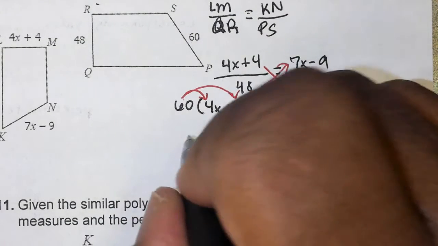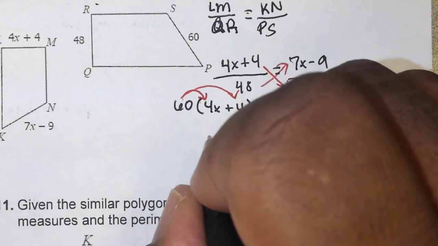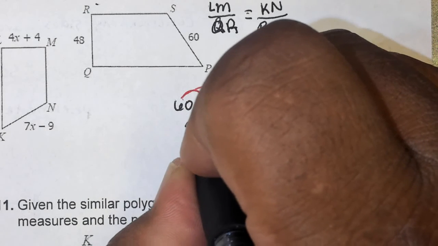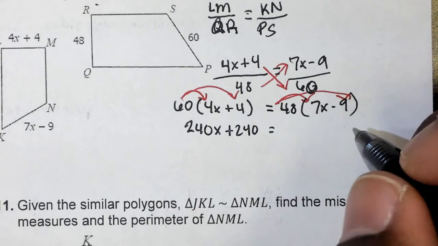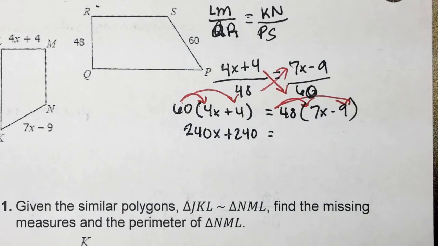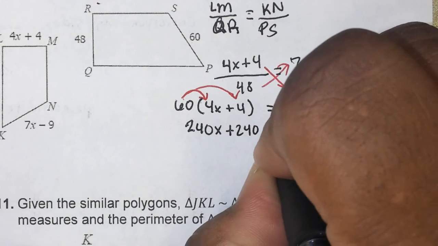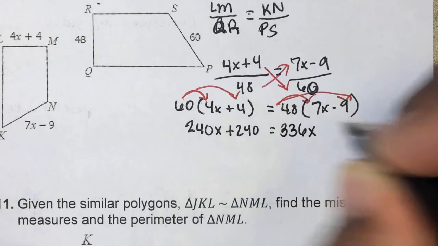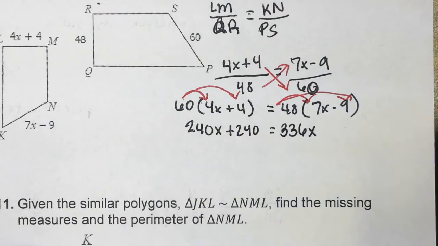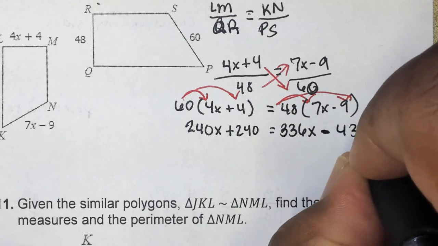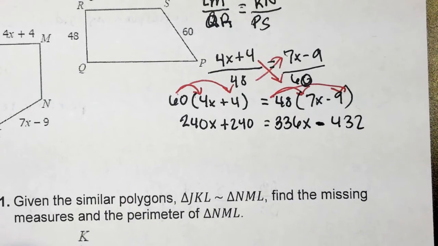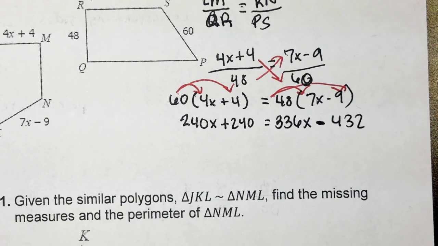On the left side, 60 times 4x is going to be 240x. Equals, on this side you've got 48 times 7x. I think we got 336x last time. And then 48 times negative 9 would be negative 432. So that's my equation after I distribute. Numbers are big, but you should be able to handle them.